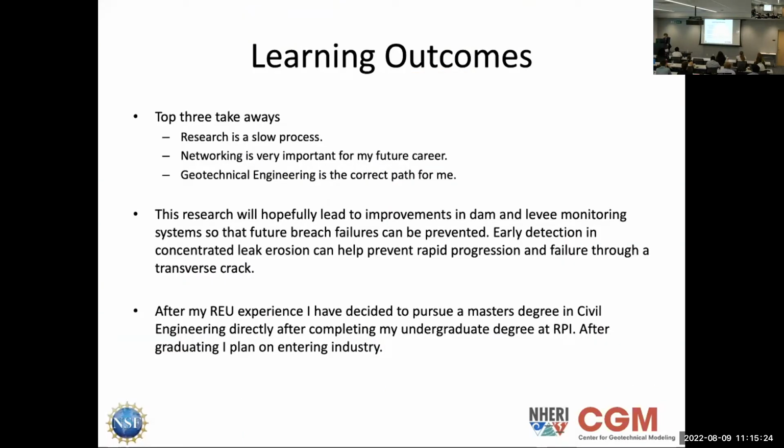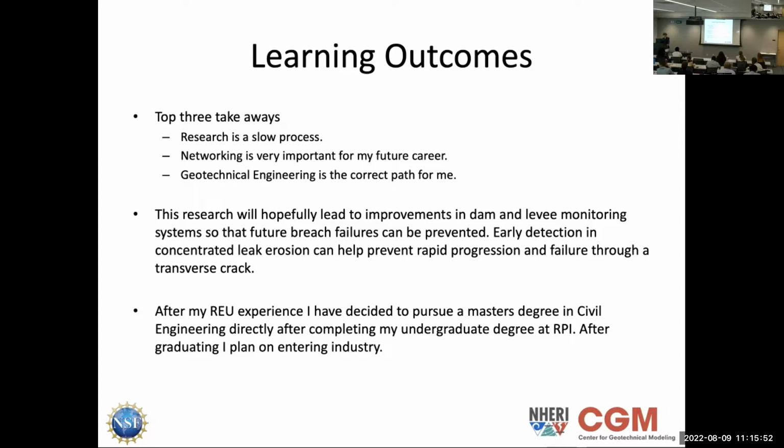My learning outcome. So my top 3 takeaways: research is a slow process, and it can be interrupted by materials very often. Networking is super important, like all of the meetings that we did with Robin and meeting all of you guys. It's really cool to see how networking is actually happening right now in our careers. And I found geotechnical is the right path for me. I really enjoy the uncertainty of geotechnical and the challenges that it presents.